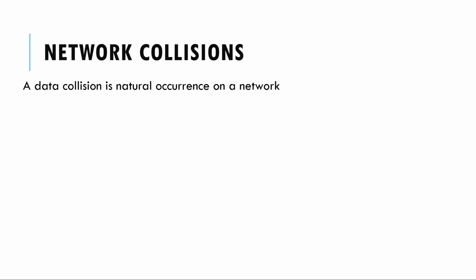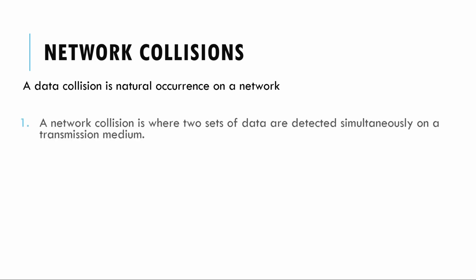Then we talk about network collisions. Whatever you do, please don't say that a network collision is when data is hitting each other or there's a collision on a cable. A collision is just when two sets of data are detected simultaneously on a transmission medium. They don't even have to touch. They're just detected on a transmission medium at the same time.